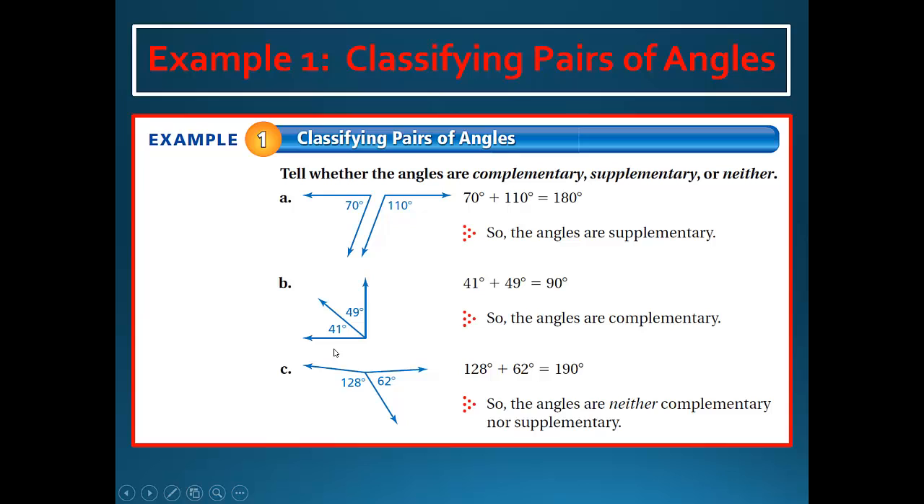For B, our two angles are 41 degrees and 49 degrees. When we add 41 degrees plus 49 degrees, that equals 90 degrees. So the angles are complementary. And for C, our two angles are 128 degrees and 62 degrees. 128 degrees plus 62 degrees equals 190. So the angles are neither complementary nor supplementary.